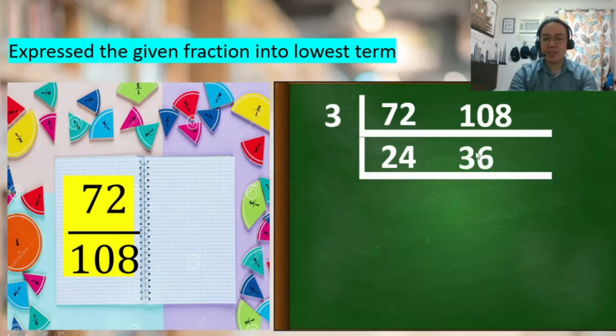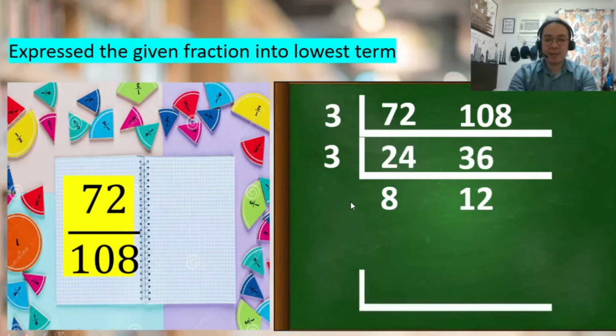Ngayon si 24 and 36, meron pa ba? They are still both divisible by 3. So 24 divided by 3 is equal to 8. 36 divided by 3 is equal to 12. So, pwede pa lang itong 72 and 108, pwedeng i-divide sa 9. So, 3 times 3, di ba? Pero let's continue.